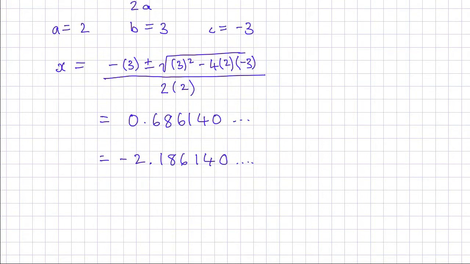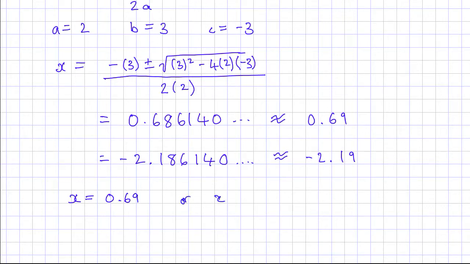If I round this to 2 decimal places, this is going to be equal to 0.69, and if I round this one to 2 decimal places, I will get minus 2.19. So my values for x are: x is equal to 0.69 to 2 decimal places, or x is equal to minus 2.19 to 2 decimal places. So those are my two solutions. I'll add them here. So x equals 0.69 to 2 decimal places, or x equals minus 2.19 to 2 decimal places.